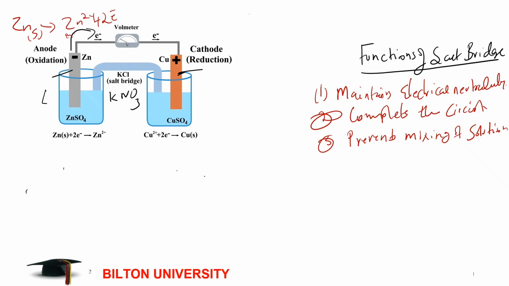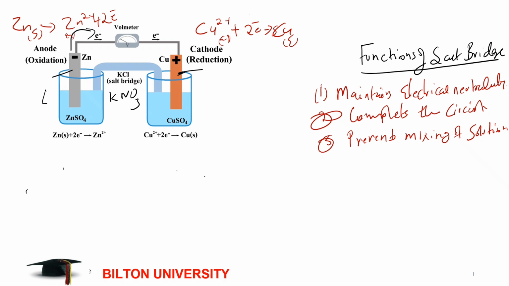This is aqueous. While the cathodic reaction is the reaction taking place at the cathode, and in this case we have copper 2 plus, which is aqueous in nature, being reduced to copper solid. So these are the two types of reactions which take place. Once we have these two types of reactions, let's then focus on the function of the salt bridge.